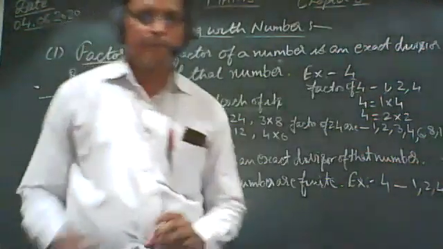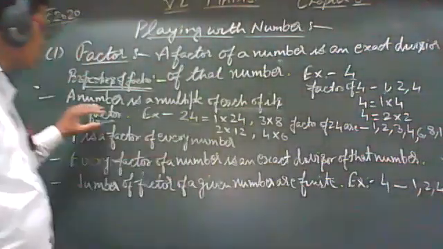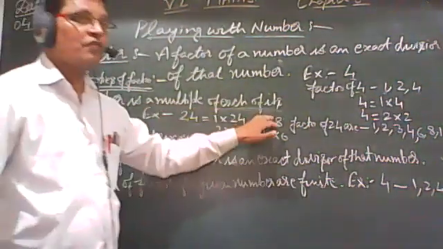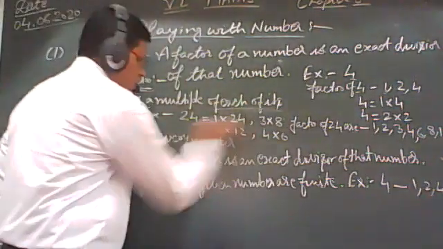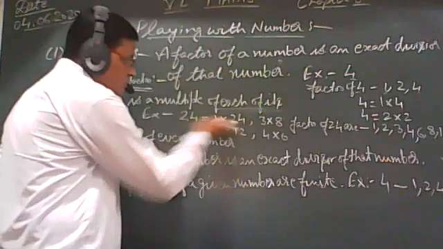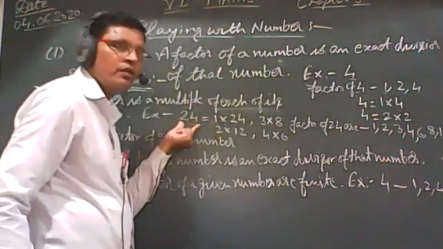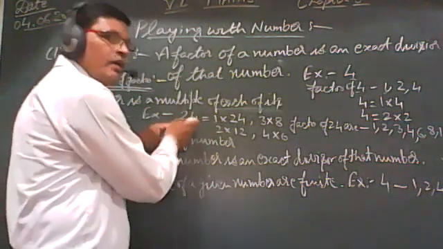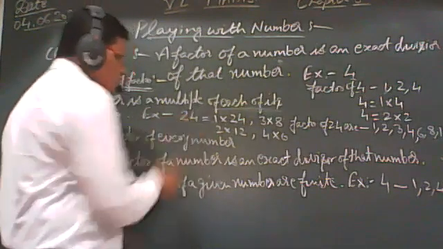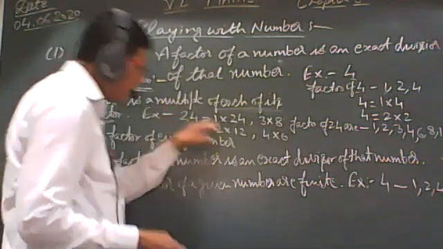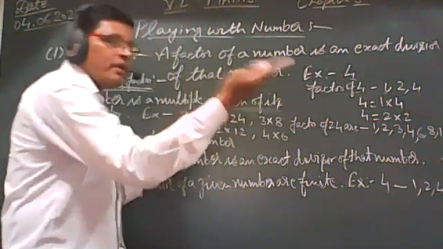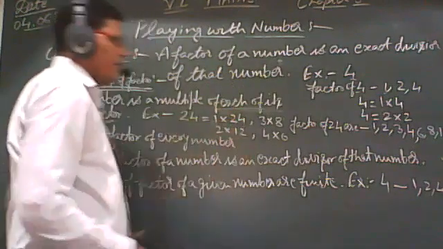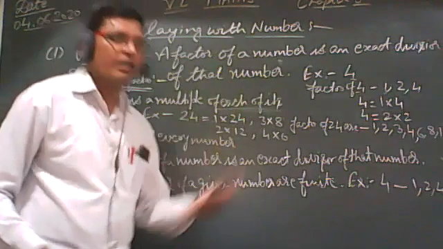Okay, sir. Now, the properties of the factor are: a number is a multiple of each of its factors. These are the multiples of this number, and each of these numbers is a factor of this number, because they are exactly divisible into 24. That means 24 divided by 1 is exactly divisible because the remainder comes 0. Similarly, 24 divided by 24 is exactly divisible. Therefore, we say they are factors of 24.